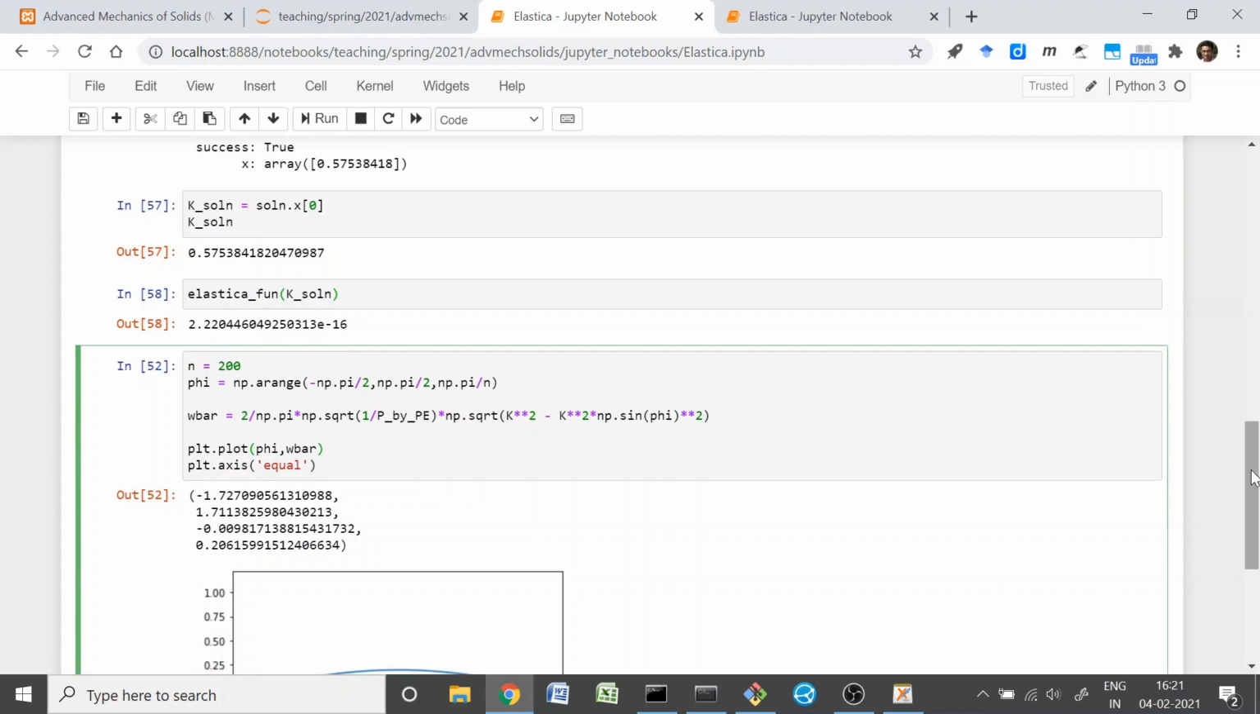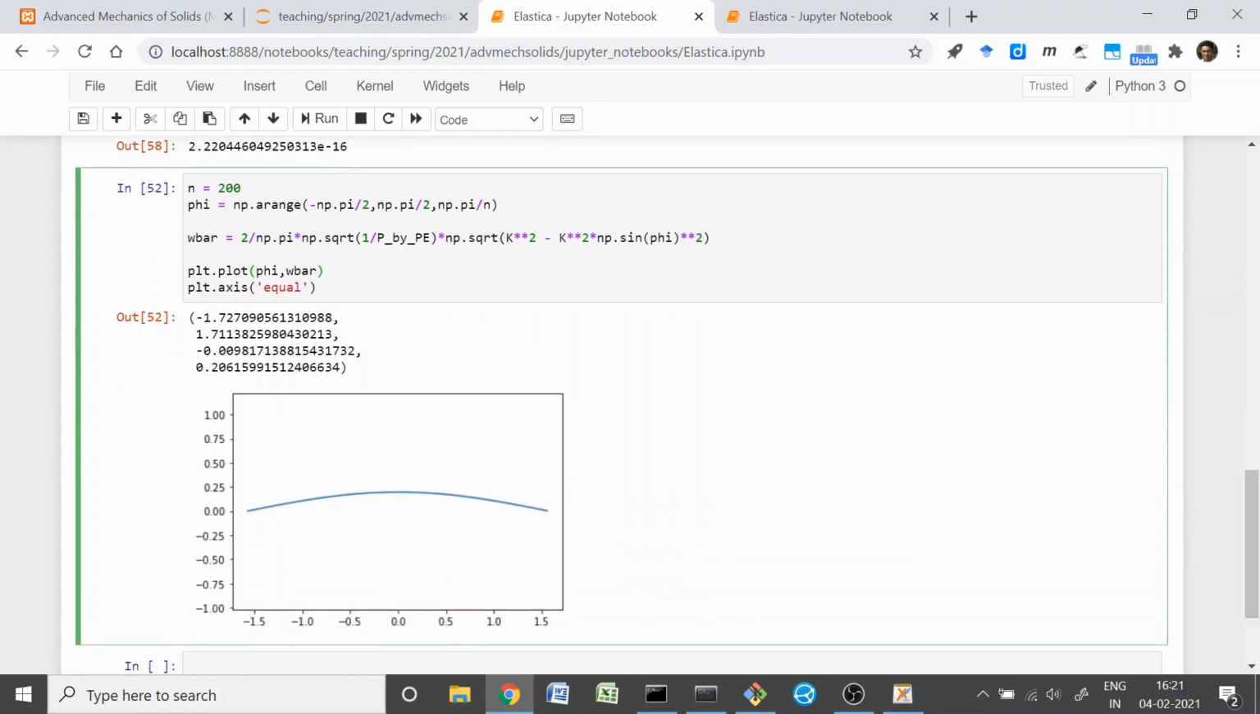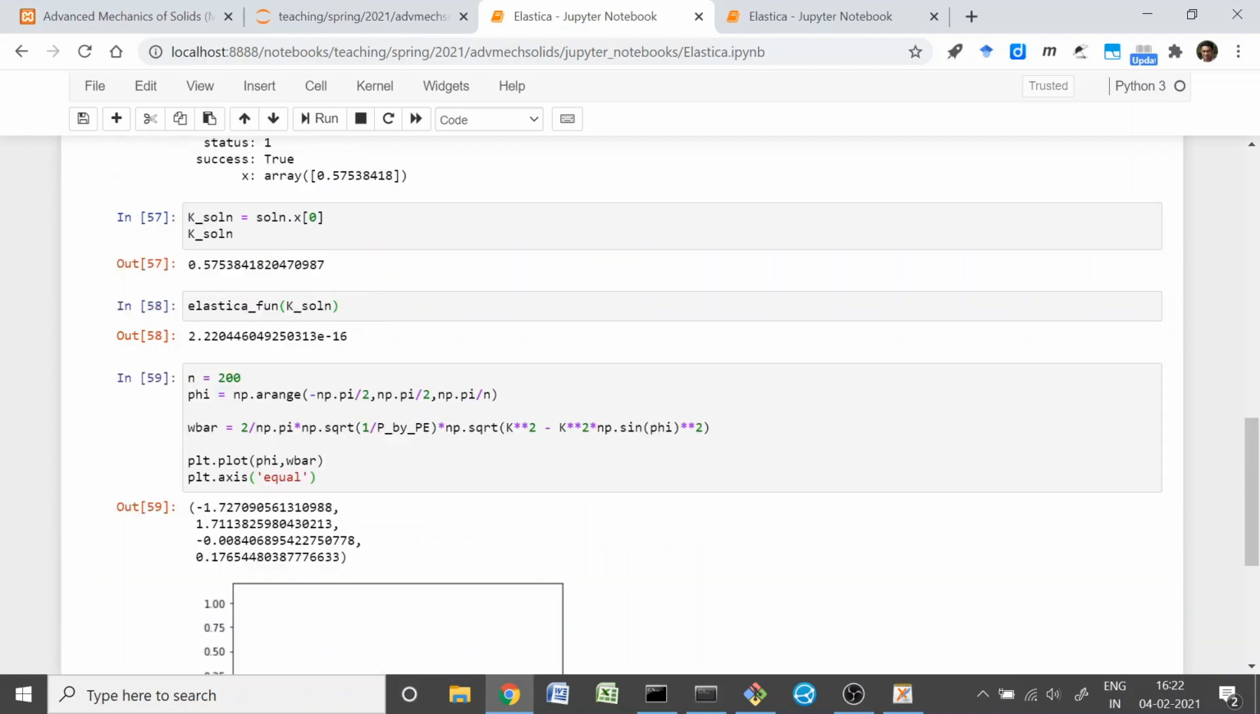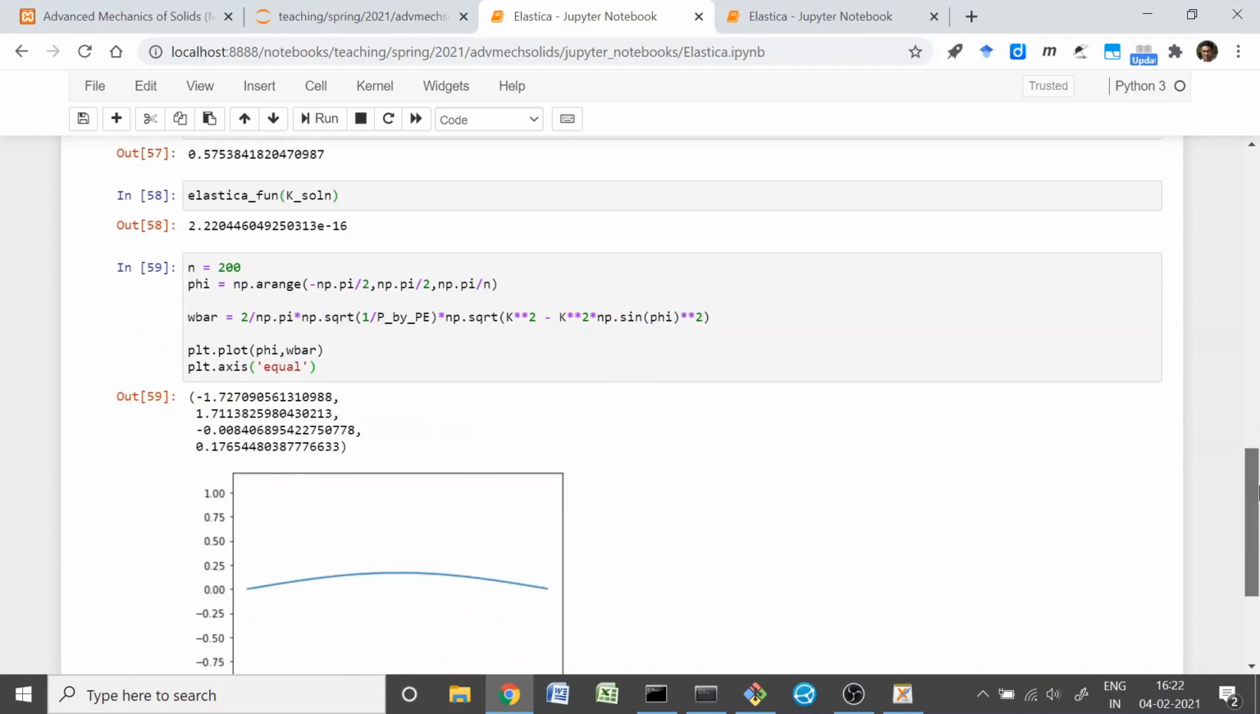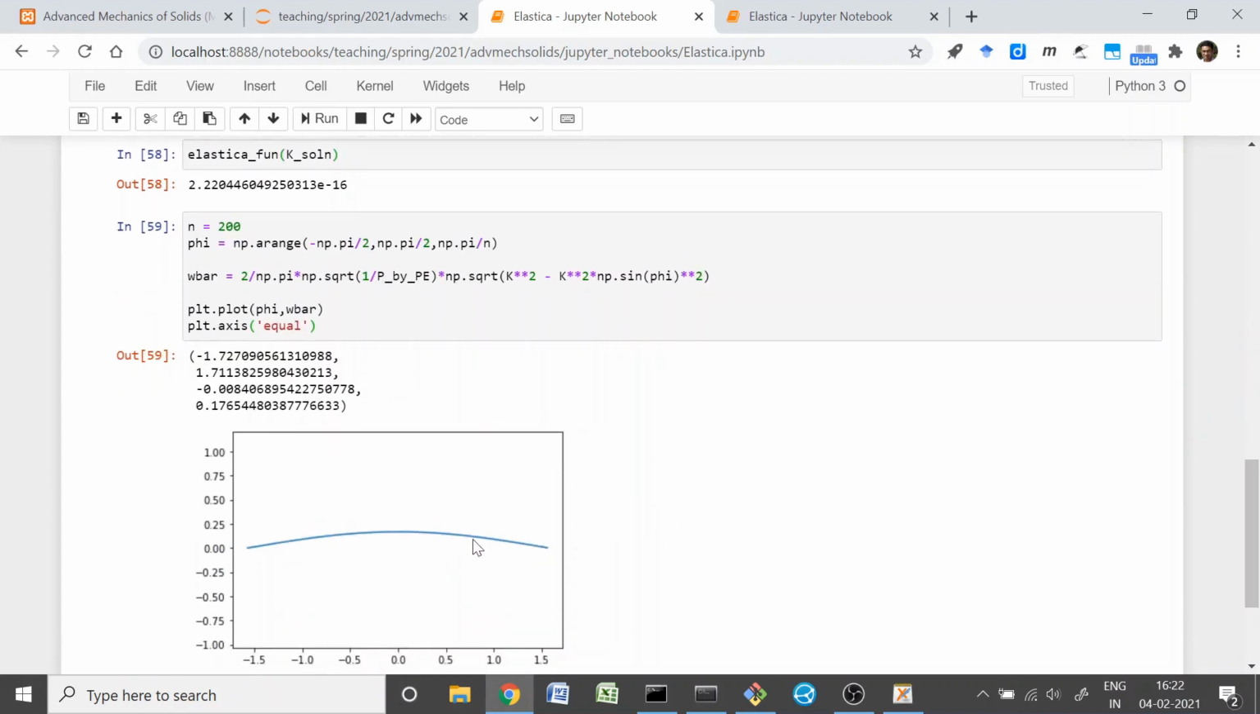And before I press shift enter in this cell which plots out the deflection, please note that it's more or less in that 0.25 range. Let's see if that increases or decreases. Okay, it'll be interesting to see. So we don't see much of a change here.